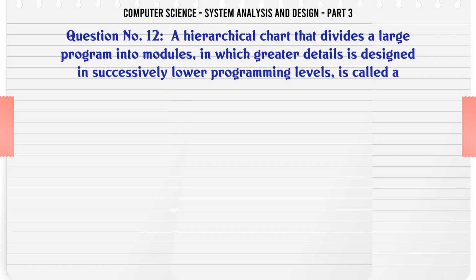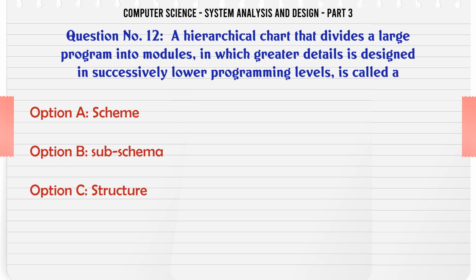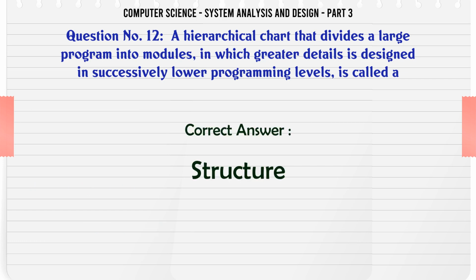A hierarchical chart that divides a large program into modules, in which greater detail is designed in successively lower programming levels, is called: A. Scheme, B. Subschema, C. Structure, D. All of the above. The correct answer is structure.